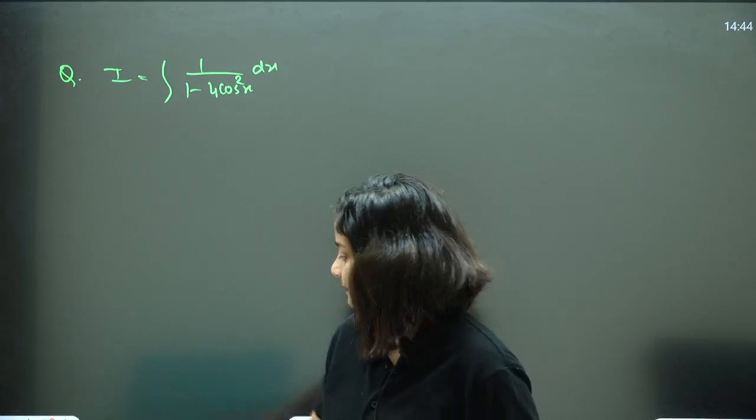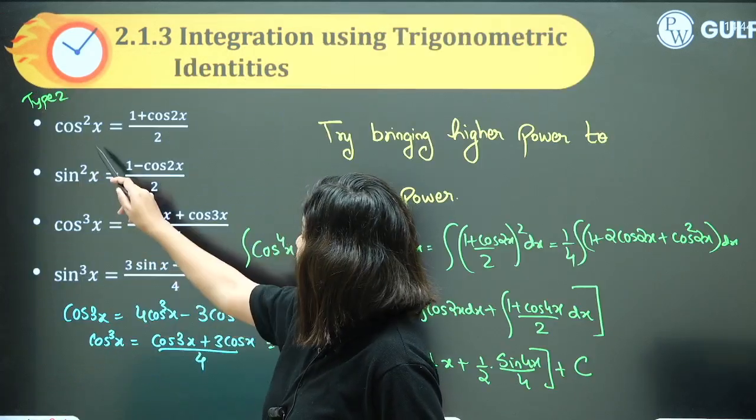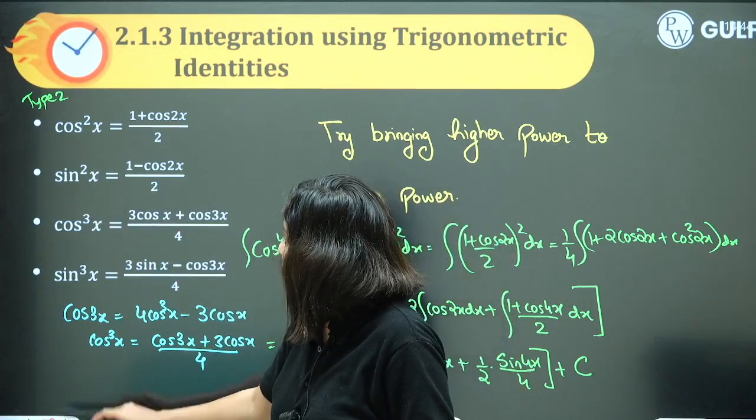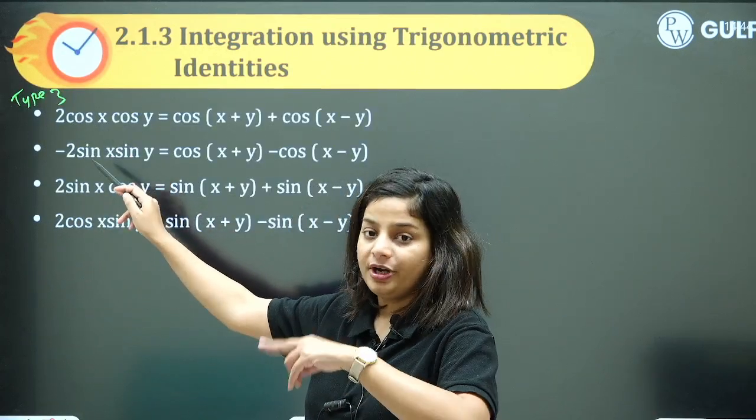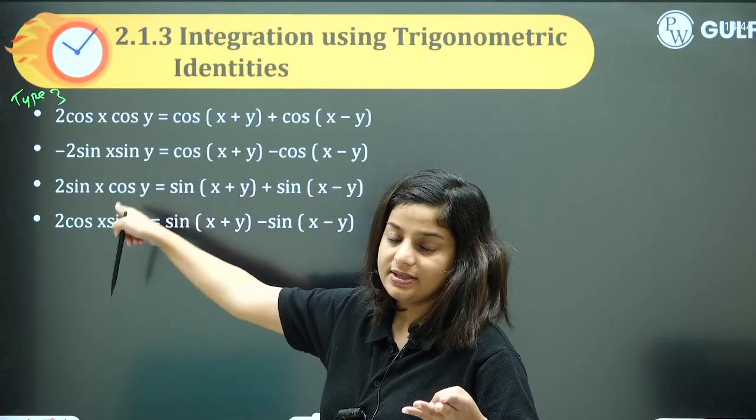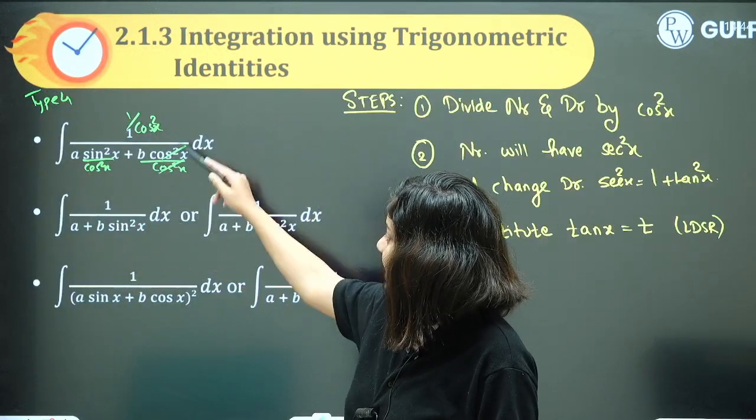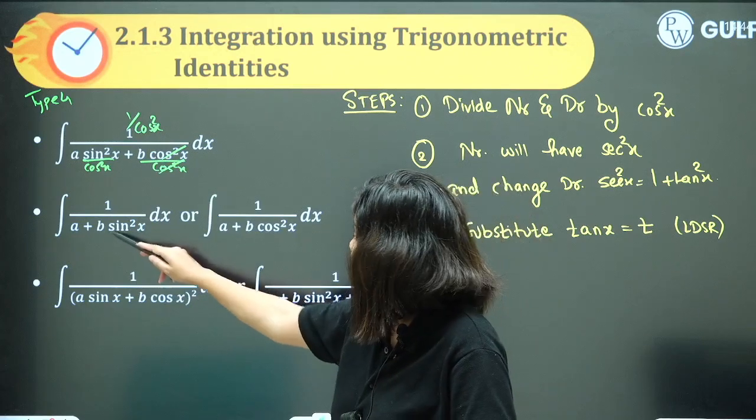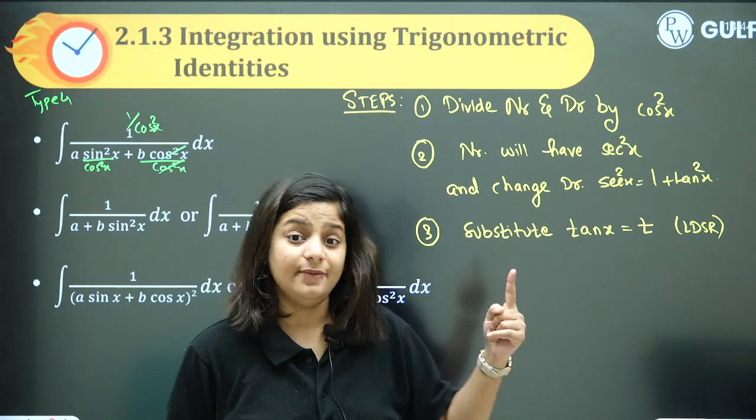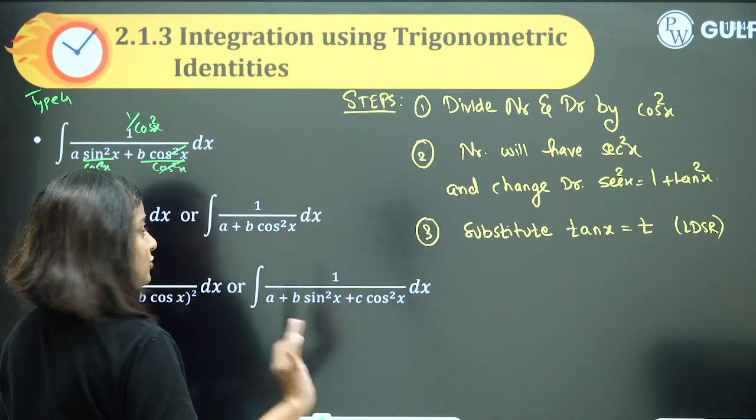Which type is it? Is it type 1 direct formula, type 2 where you have powers 2, 3 or 4? Or is it type 3 where you have sum to product, product to sum? These 4 formulas are written, guys. You also know there are 4 more formulas. This is product to sum. There is sum to product formula. Type 4, is it type 4? Oh yes. Is it type 4? Yes, it is like this. A plus B cos square x. It is like type 4. And if it is type 4, you are able to understand, you will remember the steps and solve the question.